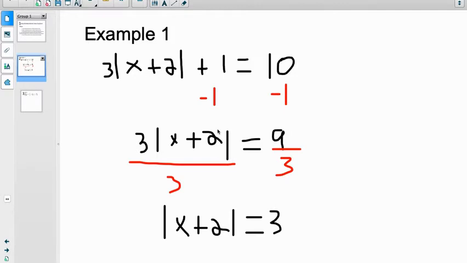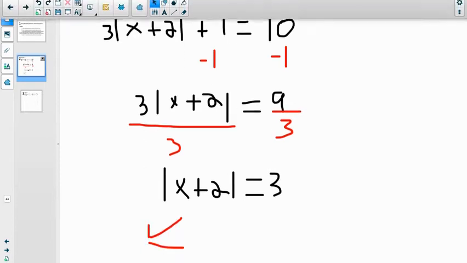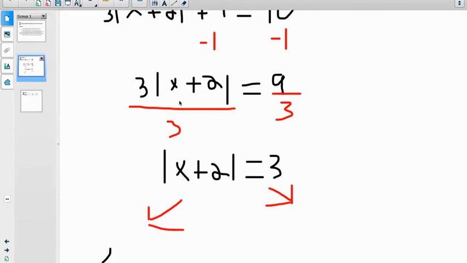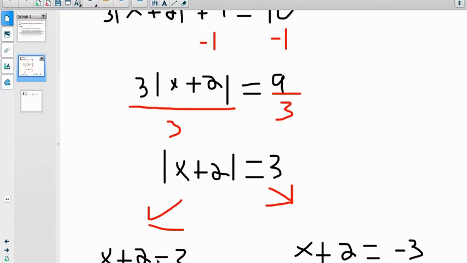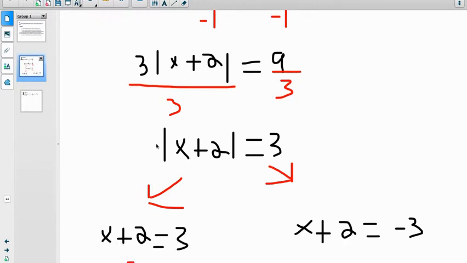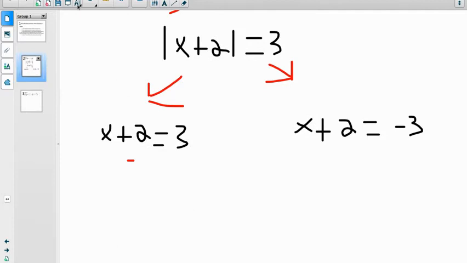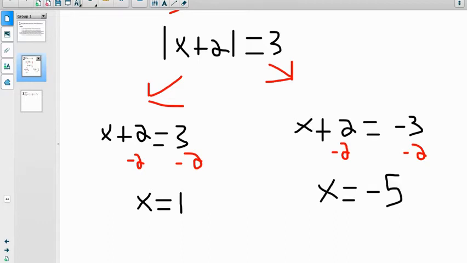We want the absolute value on one side by itself and just a number on the other side. Next step, just like yesterday, is to split it into your two problems again. So now we have x plus 2 equals positive 3 and x plus 2 equals negative 3. To solve for x, we subtract 2 in both cases on both sides. We get x equals 1, and then x equals negative 5.